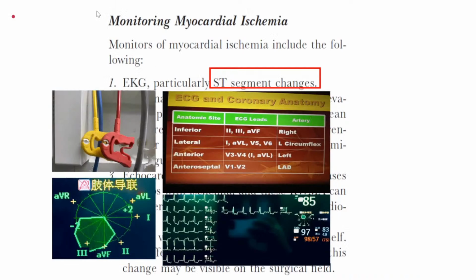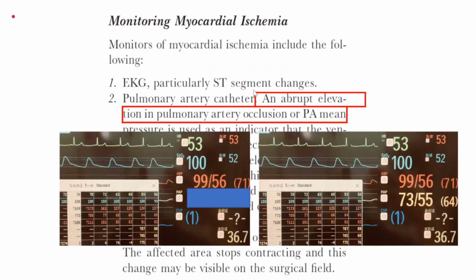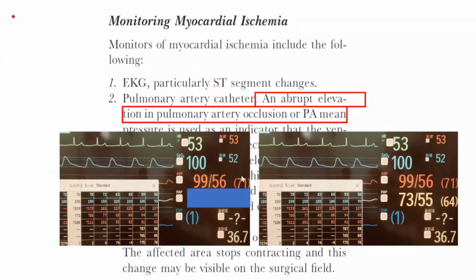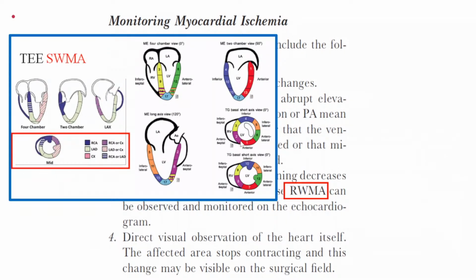Other monitoring modalities for myocardial ischemia include ECG for ST segment changes, and PAC for observation of elevation of pulmonary artery pressures. These two pictures are from the same patient. This is a pulmonary artery pressure. And TEE for segmental or regional wall motion abnormality. Open heart surgery provides a unique opportunity for us to monitor and visualize the heart directly.